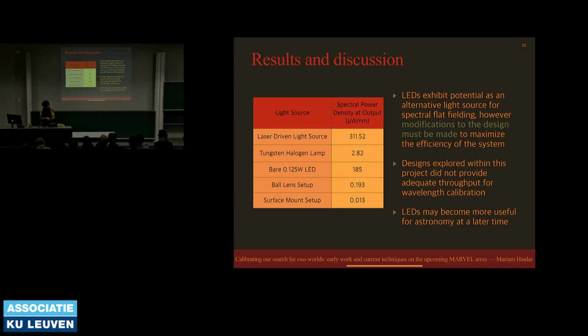And so, just some results to wrap that up and a bit of discussion. If we were to compare the laser-driven light source, tungsten halogen lamp, a bare LED, our ball-end setup, and our surface mount setup, you can see that there is a huge difference, and we lost a ton of light. And so I would conclude that the designs used in the master's thesis were not sufficient to maximize the efficiency with which you could transfer light from an LED. It's possible that modifications to my design could be made to improve this.